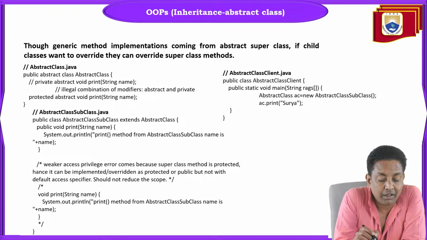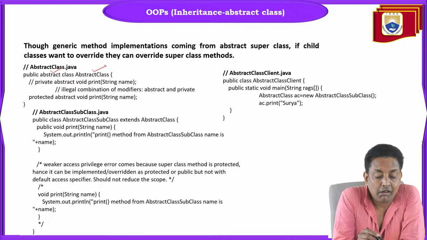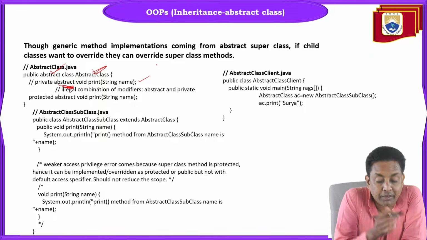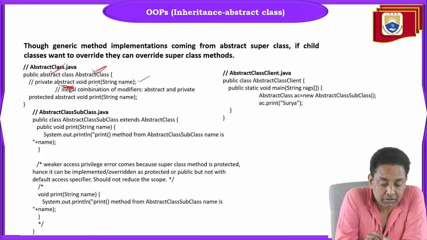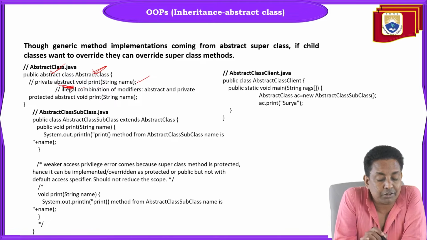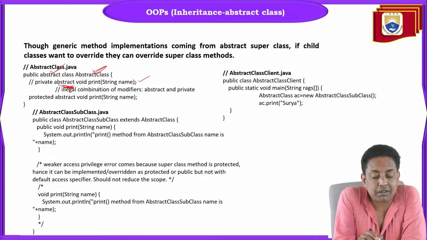For example, here is one class called AbstractClass. The class is declared as abstract as well. We'll see why the class is declared as abstract, because the class is having an abstract method. Because the class contains an abstract method, the class is declared as abstract. What is the method name? Abstract void print, parameter is String name. And the subclasses must implement this void print method with String name as a parameter. Understood? Abstract void print String name.